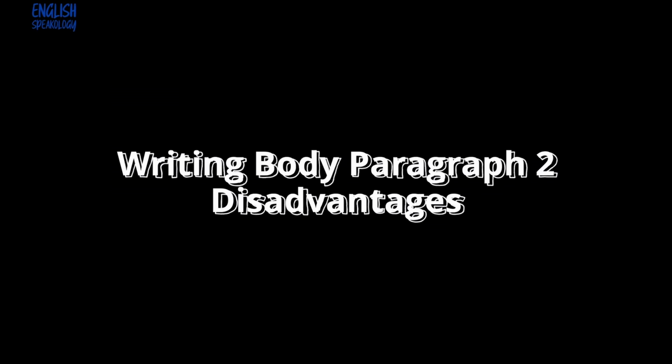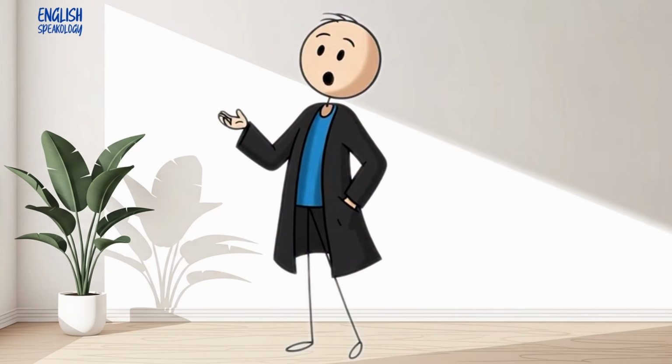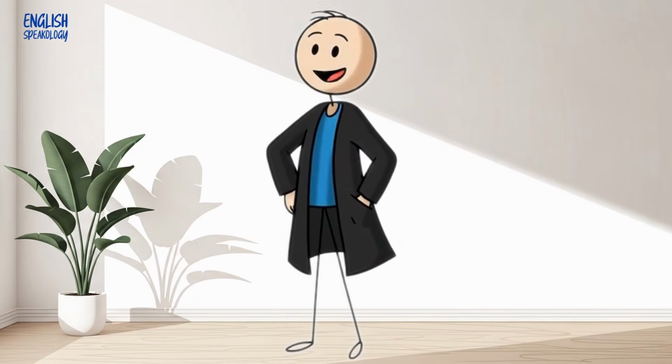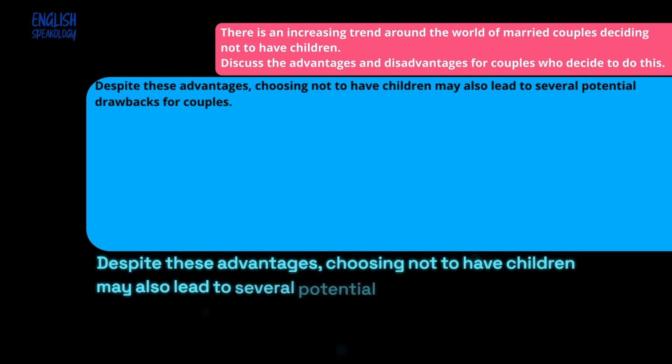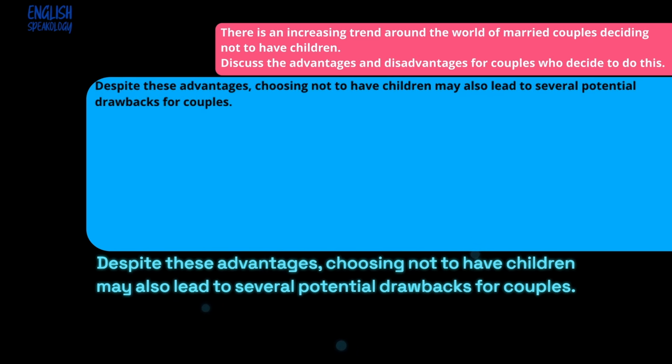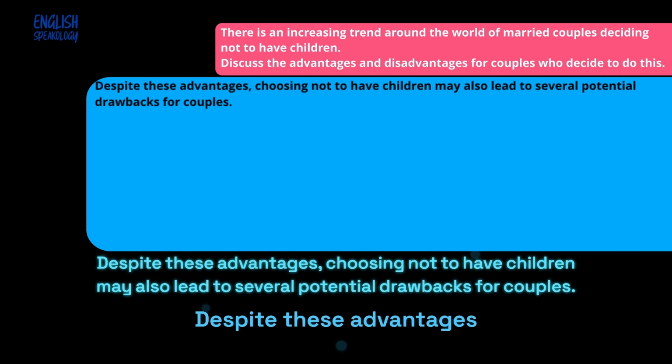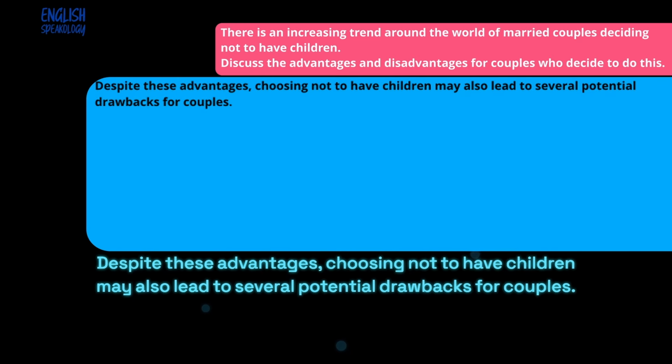Writing body paragraph 2, disadvantages. Now let's write the first sentence of the disadvantages paragraph, topic sentence. Despite these advantages, choosing not to have children may also lead to several potential drawbacks for couples. Now let's analyze why this sentence works well. First, we use the phrase, "despite these advantages." This signals to the reader that we are moving to the opposite side of the discussion. This improves the logical flow of the essay.